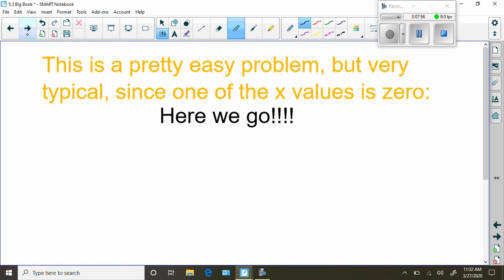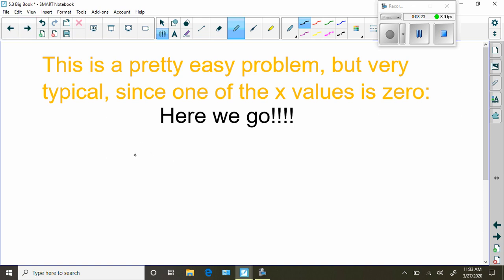All right, this is a pretty easy problem, but very typical since one of the x values is 0, okay? So you could do this for anything. Your starting point would be times 0. Okay, so that's why I said it's very typical, is because your starting point when you did your experiment or when you did your observation, the first time, that time is 0. Okay, so that's why I picked one with 0.